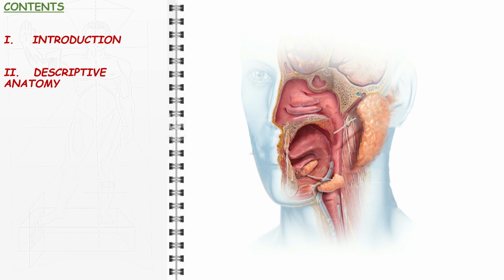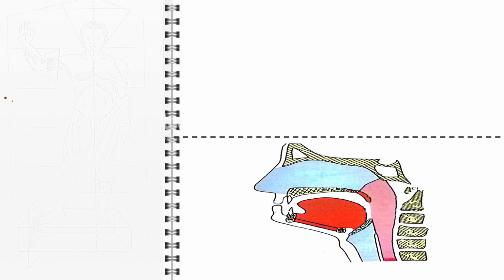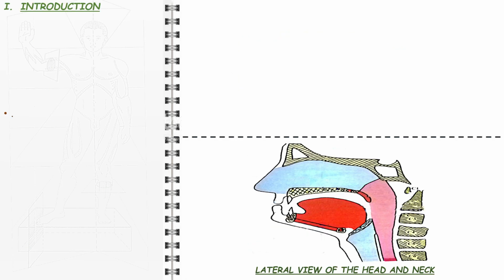Next, we will take a closer look at the structure of each of its constituents. We will, then, enumerate its anatomical relations that are mainly facial. Afterwards, we will proceed to describe the blood and nerve supply and lymph drainage of the different constituents of the mouth. The mouth is the initial portion of the alimentary tube.